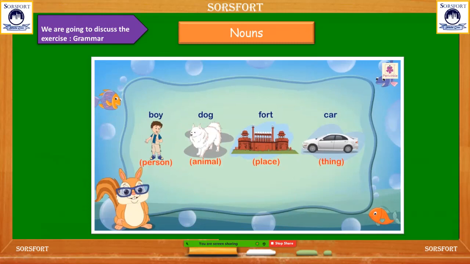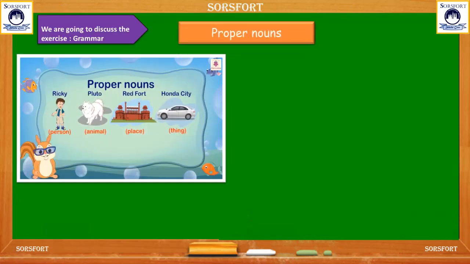Nouns: person, animal, places, things, these all are nouns. Here you can see boy, dog, fort, car, these all are common nouns. We are taking their common names. These are common nouns. And proper nouns: Ricky. Now I know the name of this boy, Ricky. The name of this animal is Pluto. The name of this fort is Red Fort. The name of this car is Honda City. So Ricky, Pluto, Red Fort, Honda City, these all are proper, special names. So these are called proper nouns.